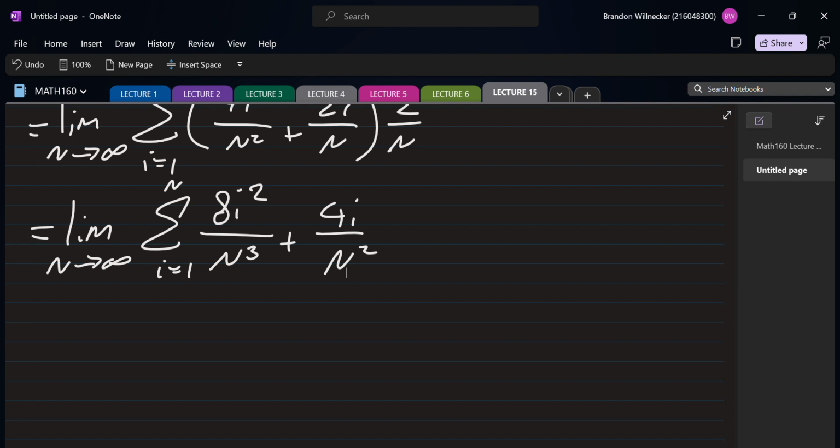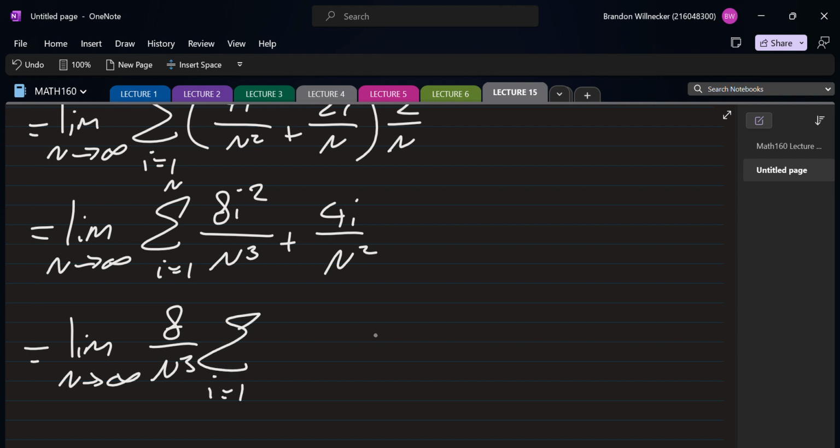Now the r terms, that's what's important. We're going to leave that in the sum. The 8, the 4, n cubed, n squared, those are all constants. We can take that out of the sum. So this will be the limit as n goes to infinity, 8 over n cubed, all constants. We can take it out. Don't have to worry about that.